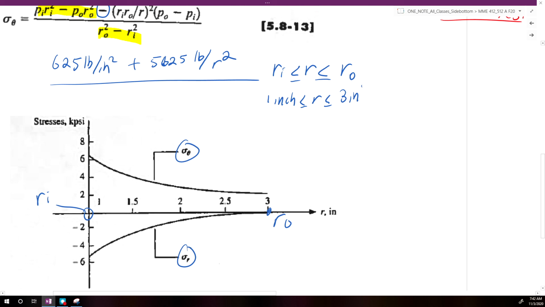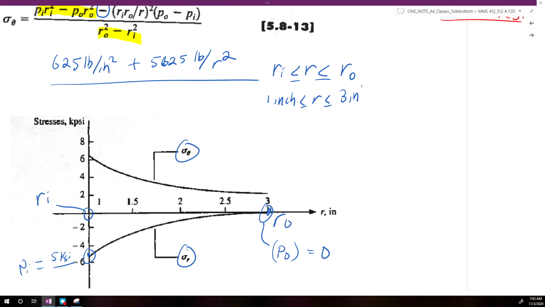Okay, so notice that sigma r, if you do your equation right, should be equal to the internal pressure. So it's about 5 ksi on the inside. And then on the outside, this is our external pressure of 0. Okay? Hopefully if you do your equations right, the boundary conditions should agree: the radial stress on the inside should be equal to the internal pressure, and the external stress should be equal to the external pressure.